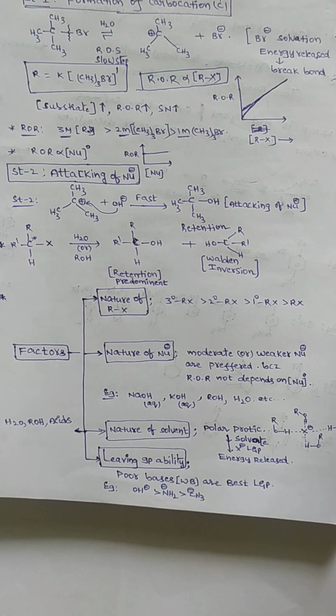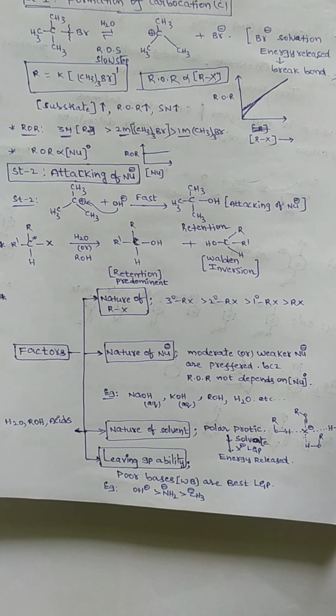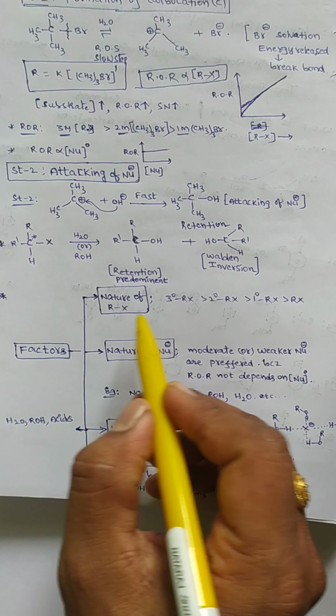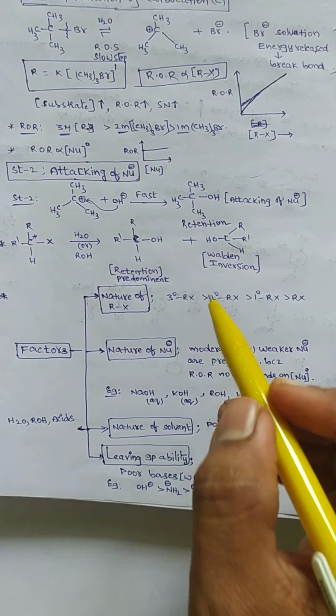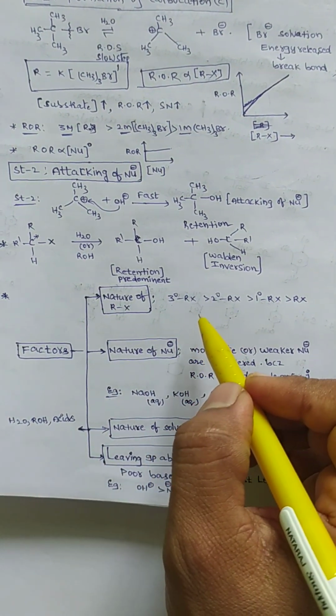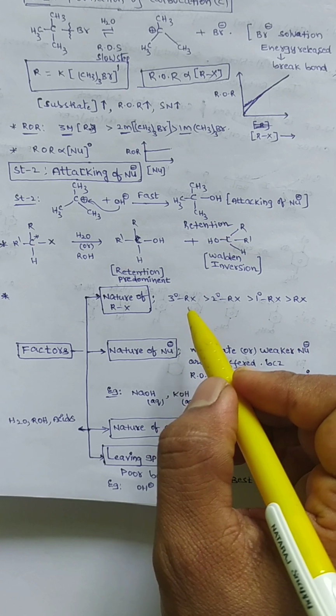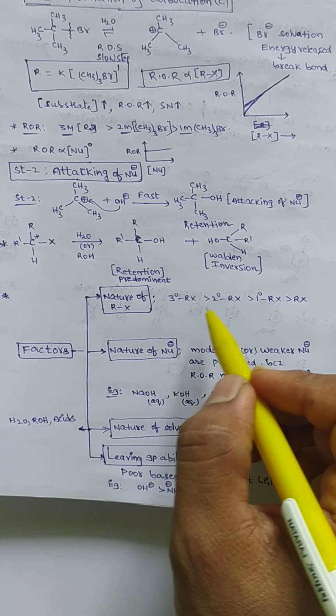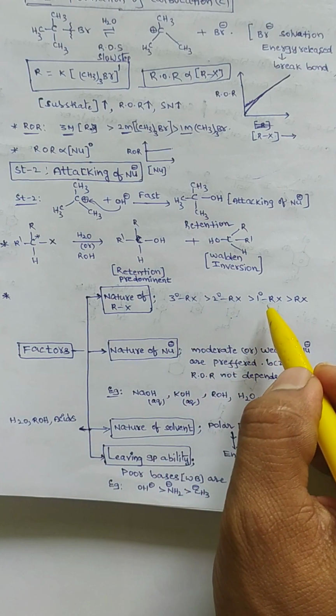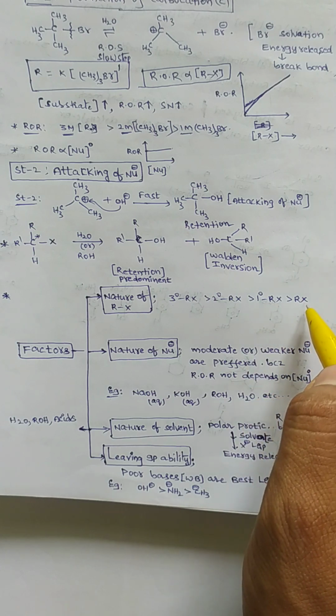Now in this video we are going to learn the factors affecting the SN1 reaction. The first one is the nature of alkyl halide. Nature of alkyl halide means 3-degree alkyl halide is more favorable for SN1 than 2-degree alkyl halides, then 1-degree alkyl halides, then methyl halides.